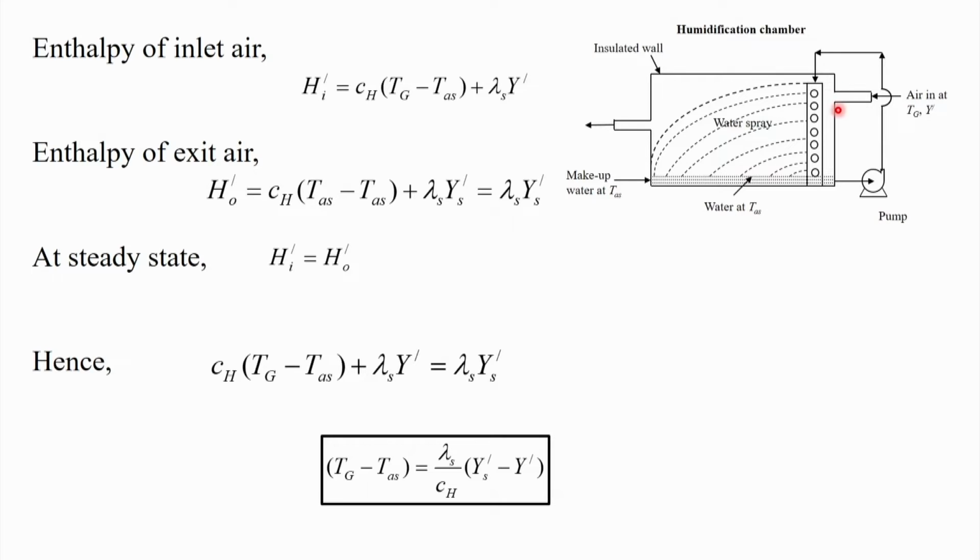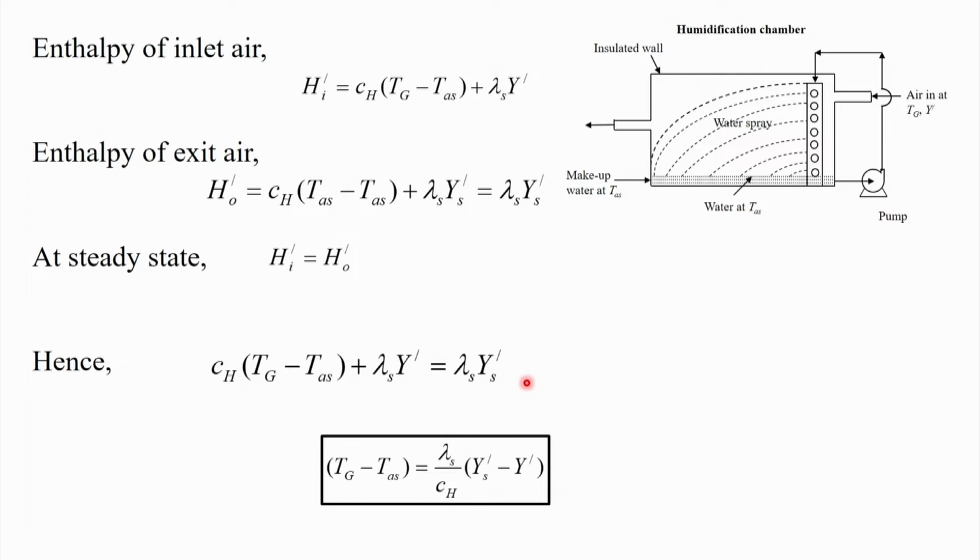= H_O', and hence from these two equations we get C_H (T_g - T_AS) + λ_s y' = λ_s y_s', and from here T_g - T_AS = (λ_s / C_H)(y_s' - y'). Just by manipulation we have arrived at this T_g - T_AS.